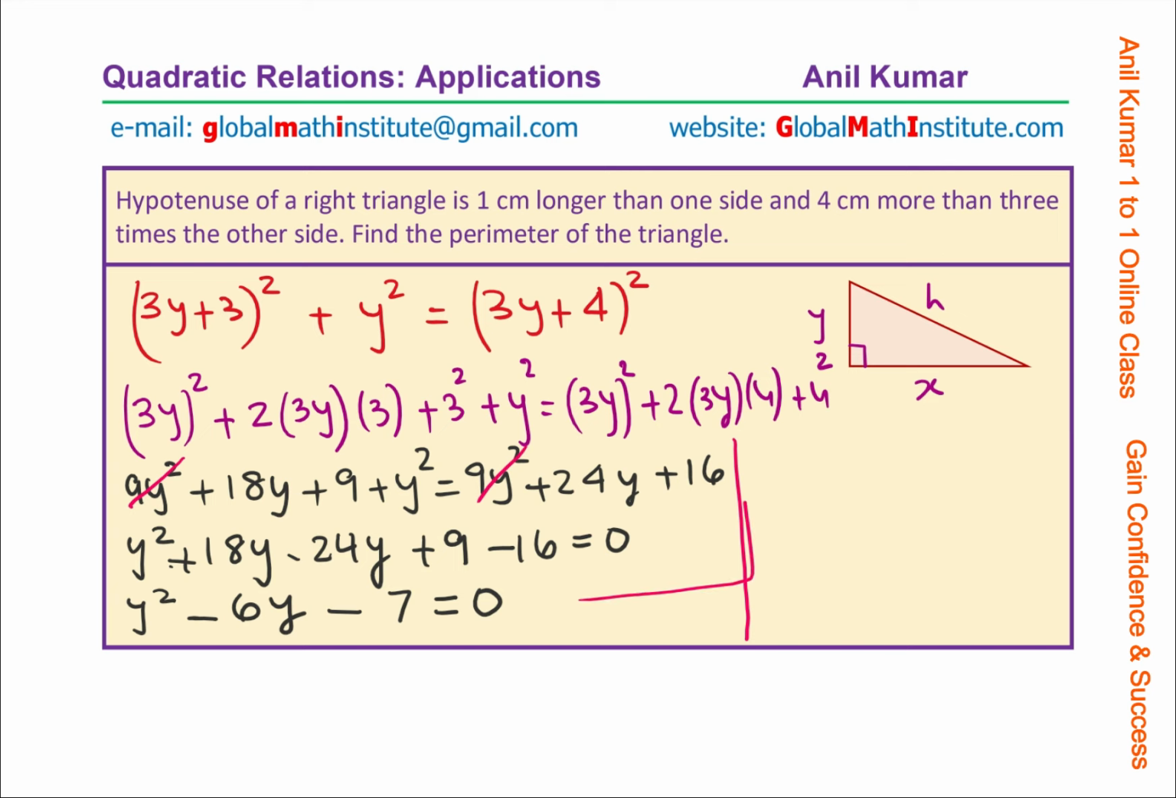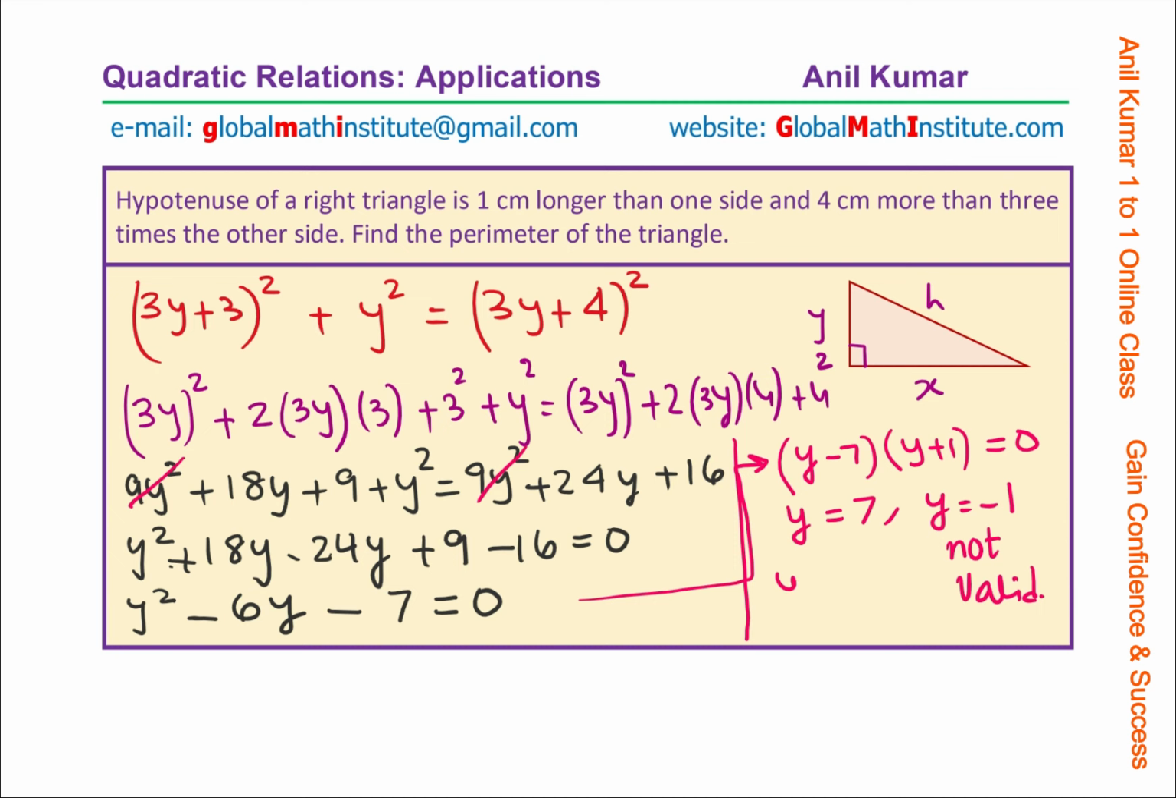So let me just take it on this side and write it as (y minus 7)(y plus 1). 7 times 1 is 7. So we'll take the bigger number as negative and the smaller number as positive, 7 and 1, right? So that gives you two solutions, y equals plus 7 and y equals minus 1. Now this is not valid, since each side should be greater than 0, right? Positive sides only. So we get one value, y equals 7, as our answer for one side.